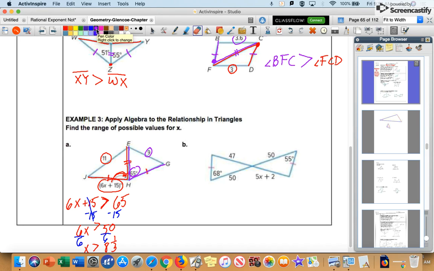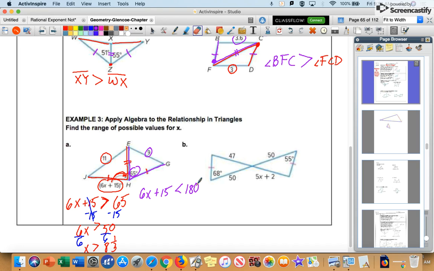So we know x has to be greater than 8 1/3 using that Hinge theorem, but we also have to think realistically how big 6x plus 15, how big this angle, could possibly be. We can plug in a number here, and it has to be greater than essentially 65. So it's got to be greater than 65, but it also has to be less than 180 degrees because you cannot have a triangle with angles that sum up to more than 180 degrees.